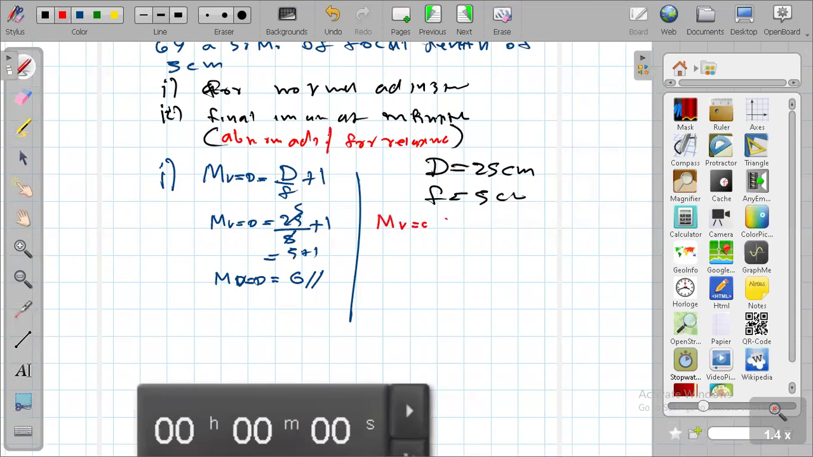Here, MV equals infinity equals D over F. Twenty-five over five. So the answer is MV equals infinity equals 5. Normally, when we write this, it is good to say multiplied by 5, because you are increasing the magnification by this much. Okay.